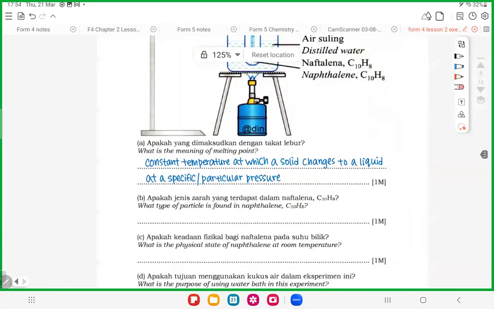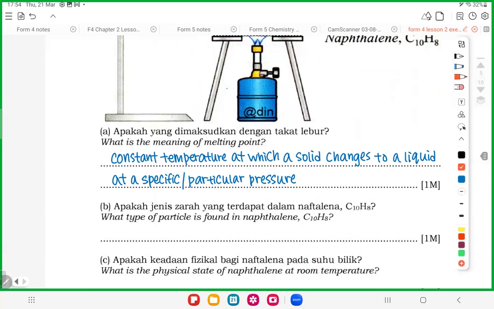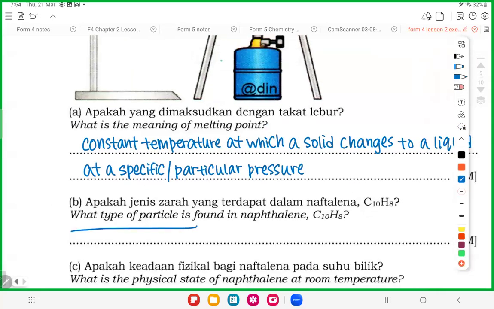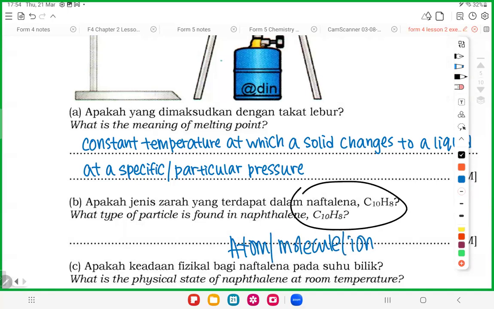What is the type of particle found in naphthalene? When I say particle, what is it? Atom, molecule, or ion. Guys, you try. Just type the letter A, M, or I. Do you think naphthalene is an atom, a molecule, or an ion? Okay, very good, guys. Fantastic. Naphthalene is a molecule. Why?